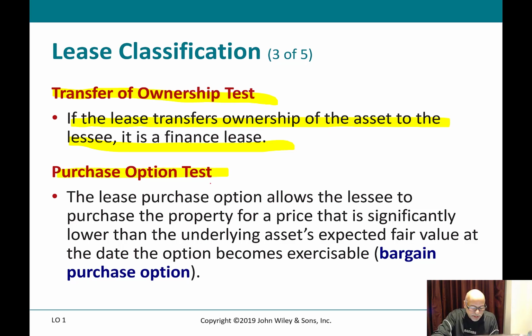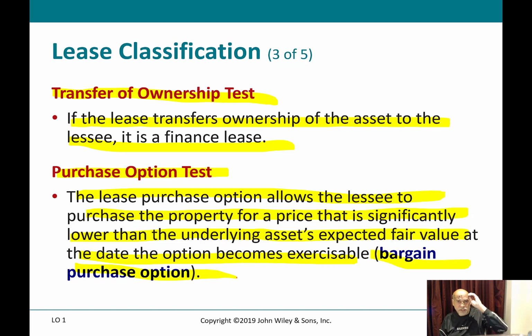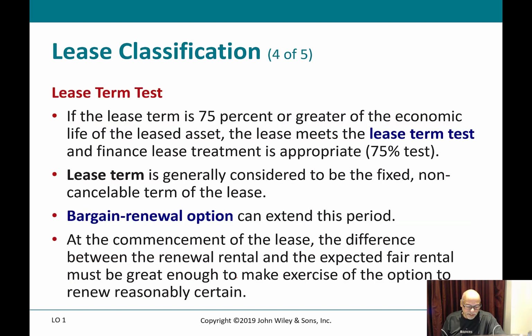Okay, purchase option. The lessee purchase option allows the lessee to purchase the property for a price that is significantly lower than the underlying asset's expected fair value. In other words, there's some sort of bargain purchase. And if you think about that, that's logical in that, hey, look, why wouldn't you buy something at the end of the lease term for $5,000 if its economic life is substantially more than $5,000? Even if you didn't want the thing, you could turn around and do what? Sell it and get some money out of it. And so we say, hey, you're essentially purchasing that if there's a bargain purchase option at the end, and we will treat that as a financing lease.